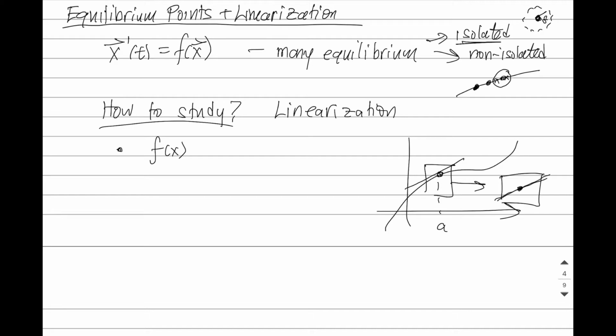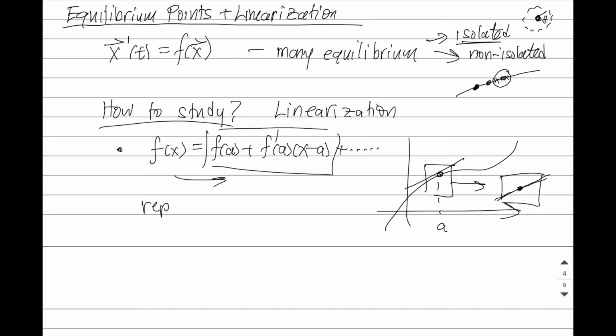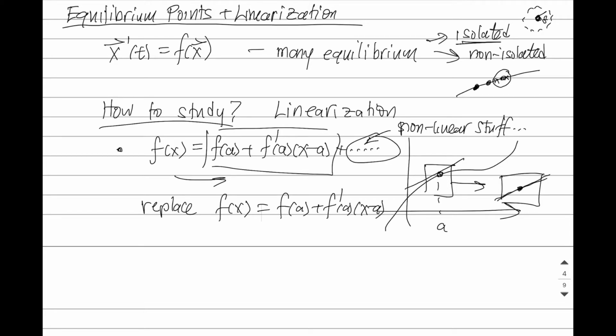And in that case, your function can be written as f of a plus f prime of a times x minus a, plus higher order stuff. If we choose to replace it with its tangent line, this would be what's called a linearization. All we need is some information about the derivative and the values nearby. And again, these are nonlinear terms, and we're effectively choosing to ignore these other terms.